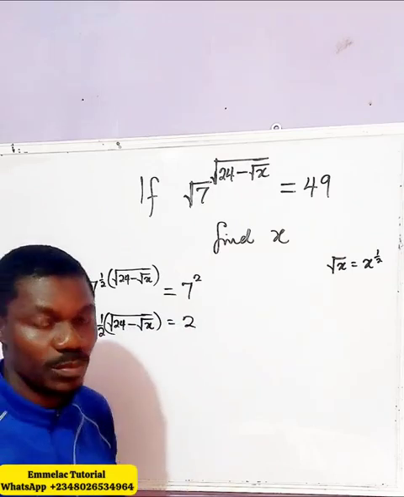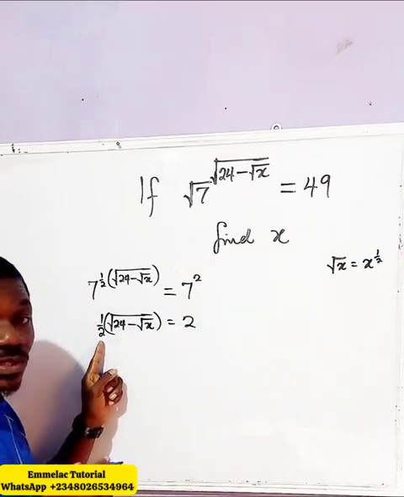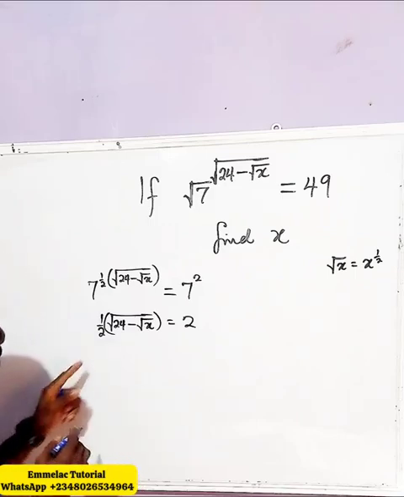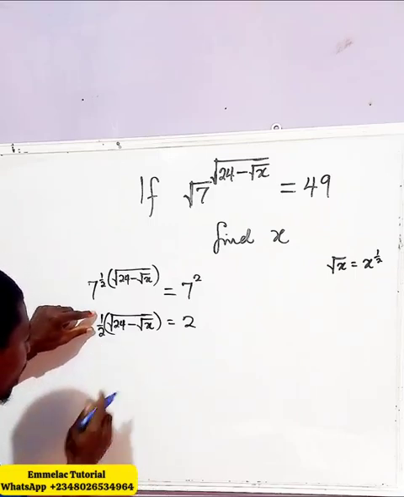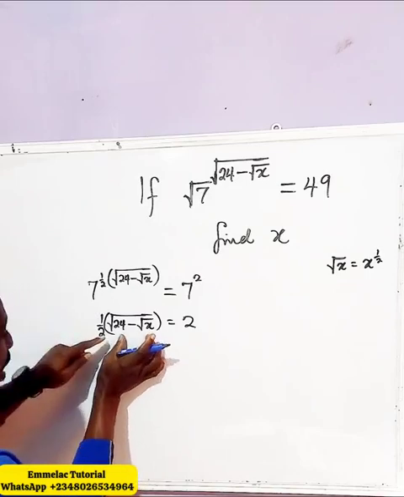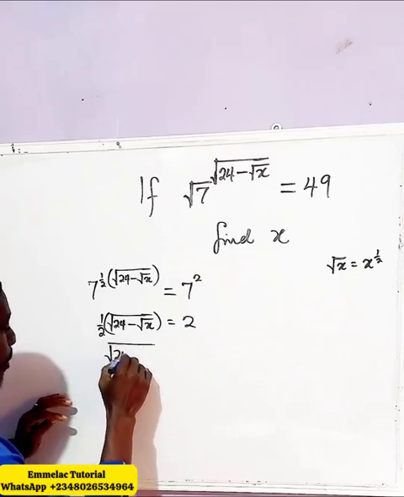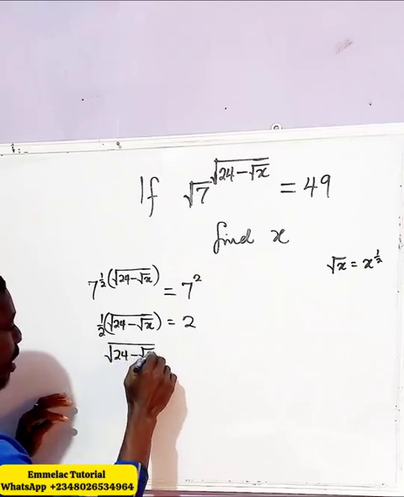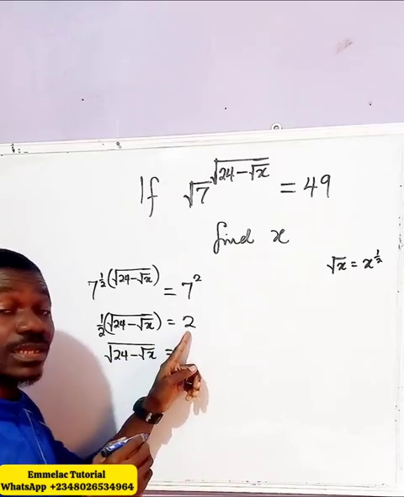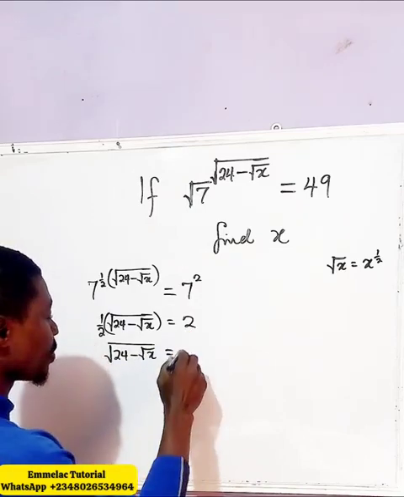So at this point now, to undo this half here, let us multiply both sides by 2. And by multiplying both sides by 2, when we multiply the left hand side by 2, we are left with what's in parentheses, which is the square root of 24 minus the square root of x. And when we multiply the right hand side by 2, we end up having 4.